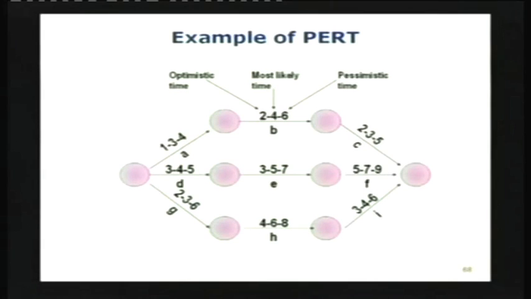9 tasks. 9 tasks are involved in this. I've got the sequence done there. What do you notice about the timings? What have they done? They have given you the optimistic estimate, the most likely estimate, and the pessimistic estimate.